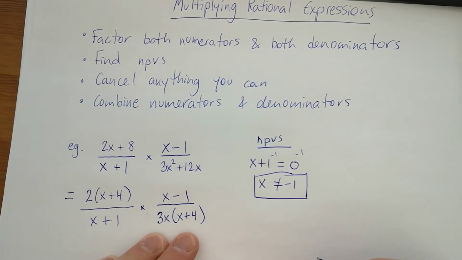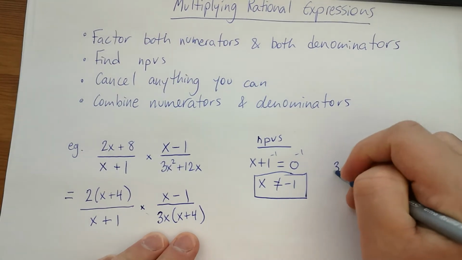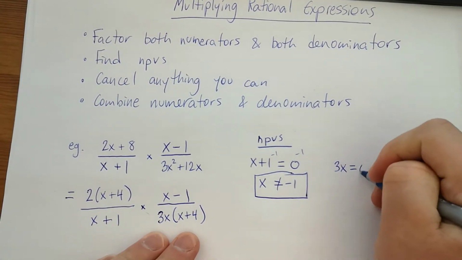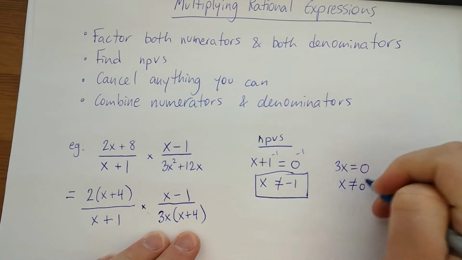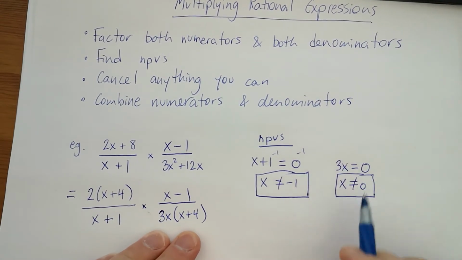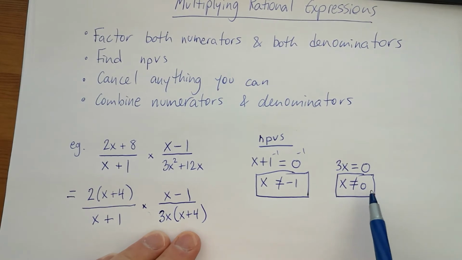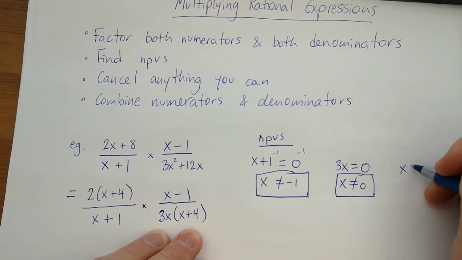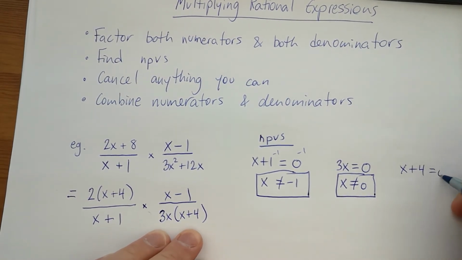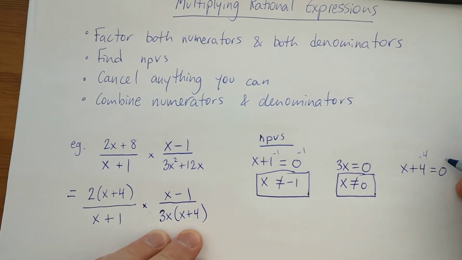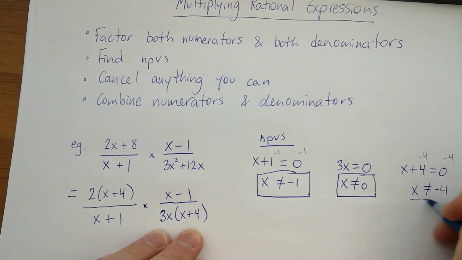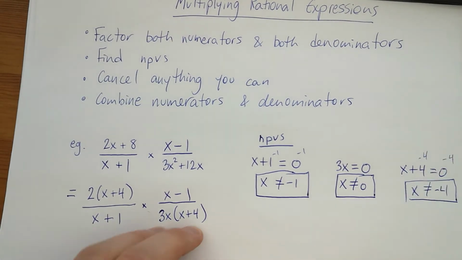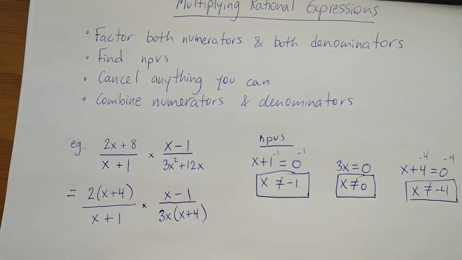This denominator is going to give us two little equations to solve. If either of those terms equals 0, that denominator equals 0. First one, divide by 3 on both sides. 0 divided by 3 gives us that 0. And then we have this x plus 4, but we know what to do. Subtract 4 from both sides. Okay, so we get three non-permissible values in this example.